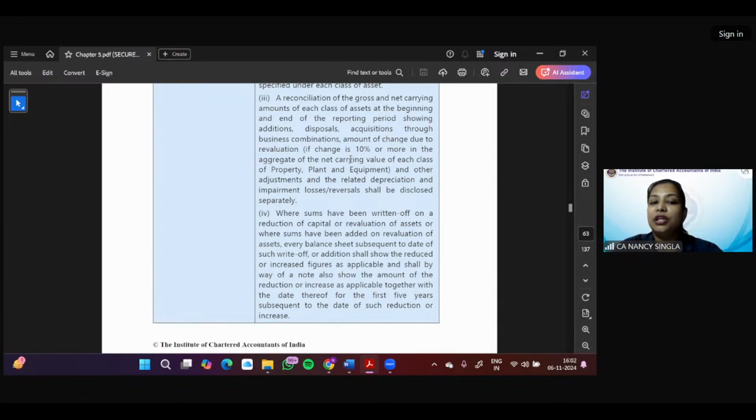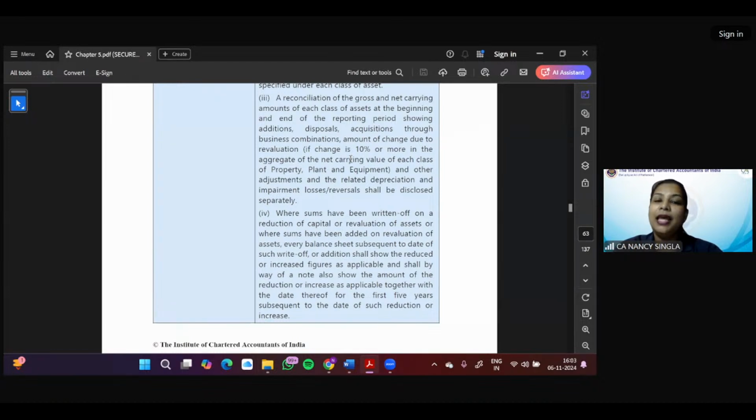Where sums have been written off on a reduction of capital or revaluation of assets, or where sums have been added on revaluation of assets, right? Every balance sheet subsequent to the date of such write-off or addition shall show the reduced or the increased figures as applicable. Obviously, a revaluation ho gaya, to increased or decreased figure will come. And shall by way of note also show the amount of reduction or increase as applicable together with the date thereof for the first 5 years subsequent to the date of such reduction or increase.